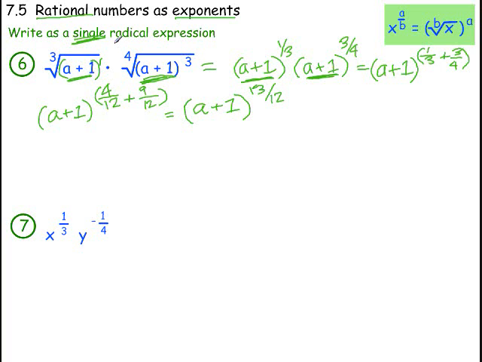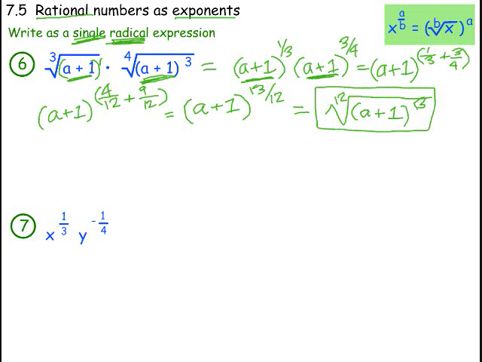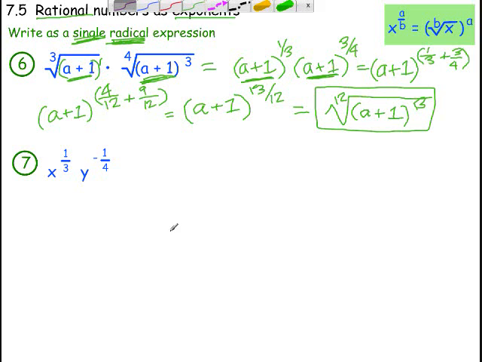I'm supposed to write this as a single radical expression. So that tells me I need to do this. My index is 12. My power is 13. And this is A plus 1. That's my answer. Pretty good. I'm going to move this up a little bit. Thought I was going to need more space, but I don't. Okay.